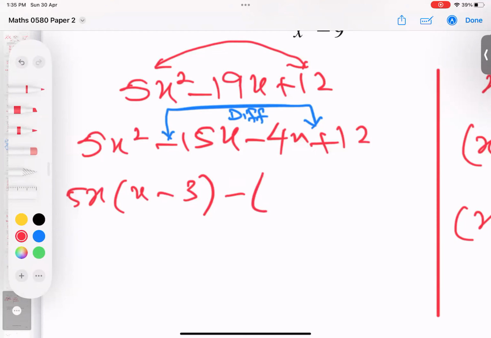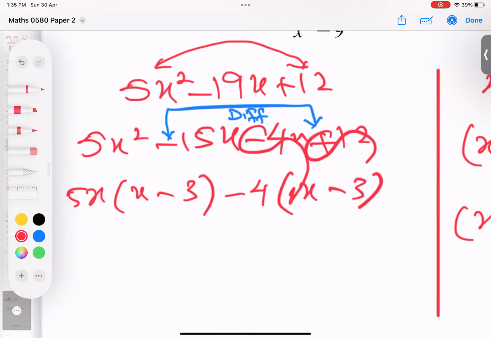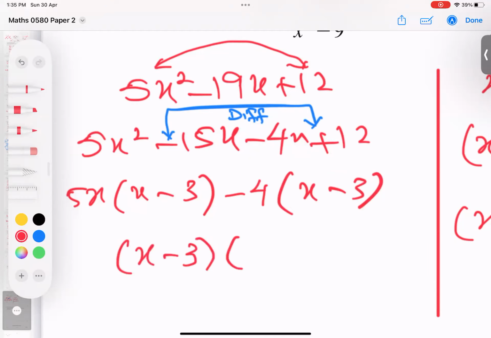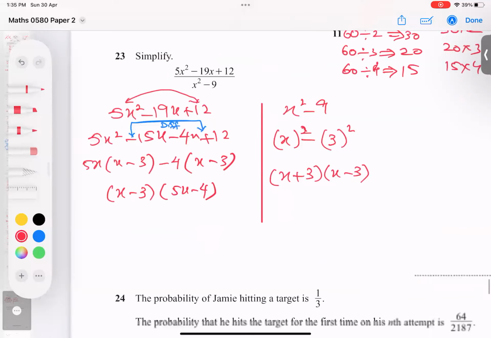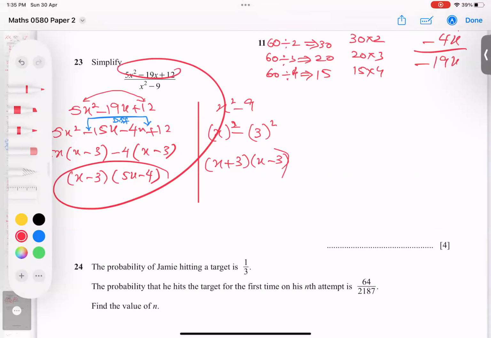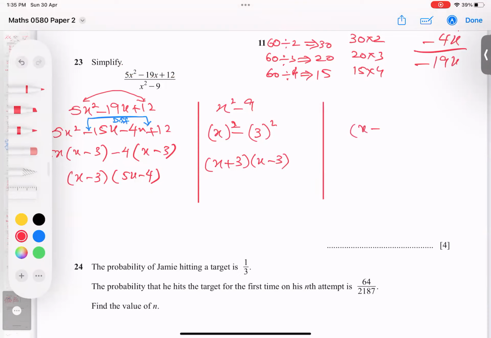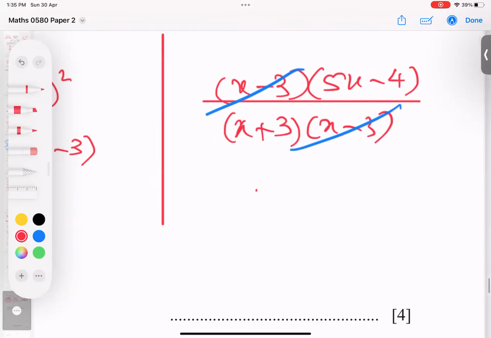If I take negative common, negative 4 common, sorry, I get x minus 3. This minus becomes plus, this plus becomes minus. The reason is I take negative common. Do they match? Yes, we are doing it correctly. Now I'm copying this value in the numerator, this value in the denominator, and the final answer is coming here. So x minus 3 and 5x minus 4 divided by x plus 3 and x minus 3. They cancel out, and this is my final answer.